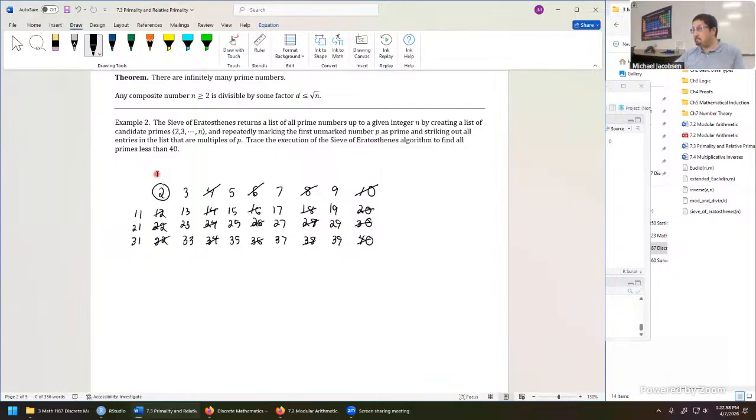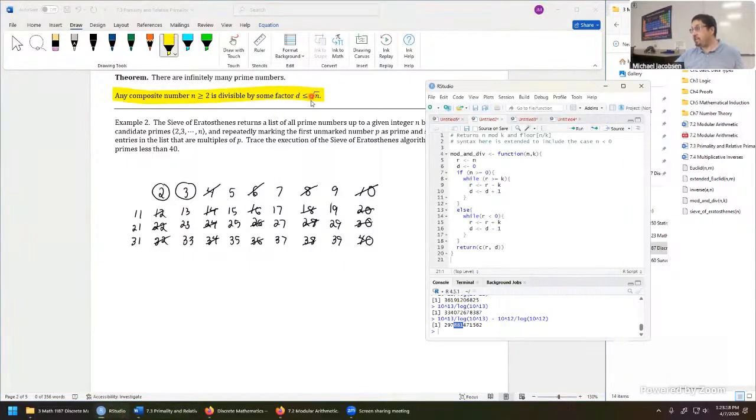Okay, so we indexed the first one, marked it as prime. Now we increment the index. Anything that's not struck through is now automatically designated as prime. And you have to wonder, would that always be true? But that's the role of this part of the above theorem right here.